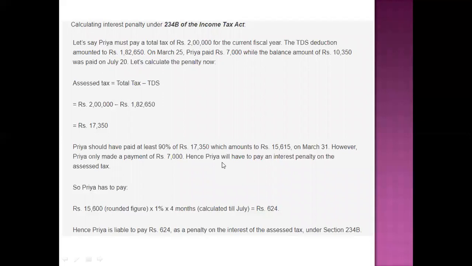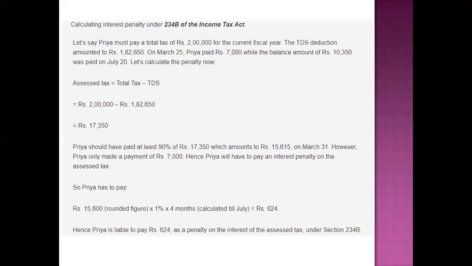Now, sorry, the interest. Now look at the calculation. So that is 15,600 because there is a rounded figure. We have not taken the 15 amount because the rule of rounding is that it will be lower of rupees 100. So it is 15,600 into 1%. We all know that. And there is then this 4 months.